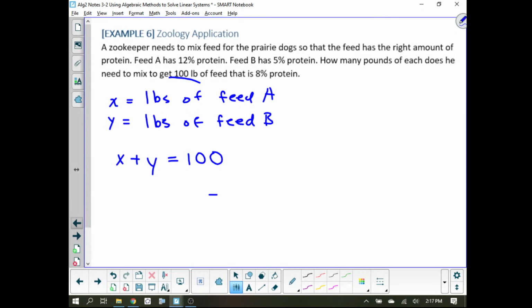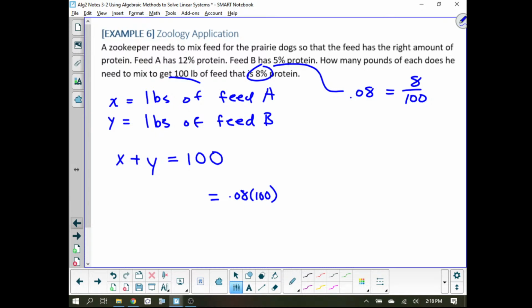So I'm going to start actually on the right-hand side. The final product has to be 8% protein. How do you actually write 8% as a decimal? 0.08, right? Remember that percentages, it's 8 over 100. 8 over 100 is 0.08. So the amount of protein in the final product needs to be 0.08 times 100.